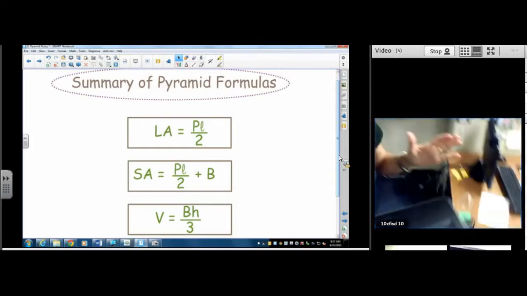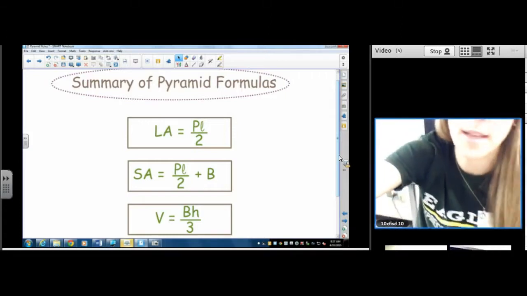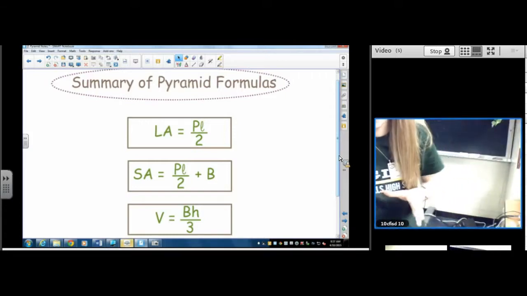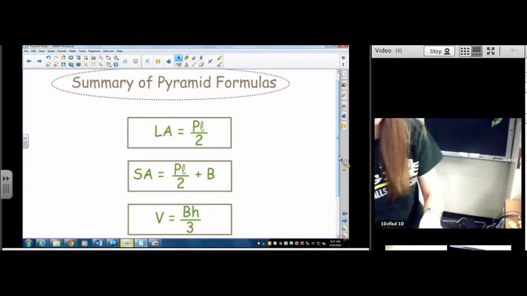So anyways, moral of the story, that's why it's divided by 3, because 3 pyramids fit into a prism when they have the same height and the same base. All right, let's get working on some examples.